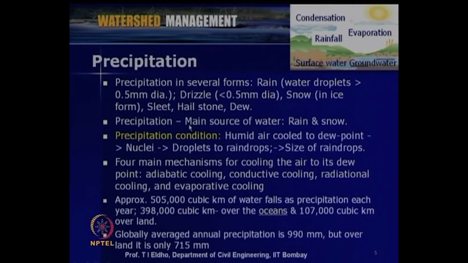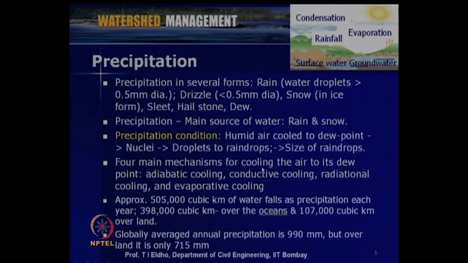If we consider the earth as a whole, approximately 505,000 cubic kilometers of water falls as precipitation each year. Out of this, 398,000 cubic kilometers happens over the oceans, and 107,000 cubic kilometers happens over the land. So, the land component is very small, slightly more than 1/5. That is the precipitation happening over the land surface.